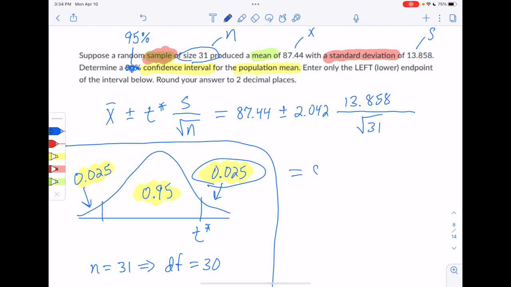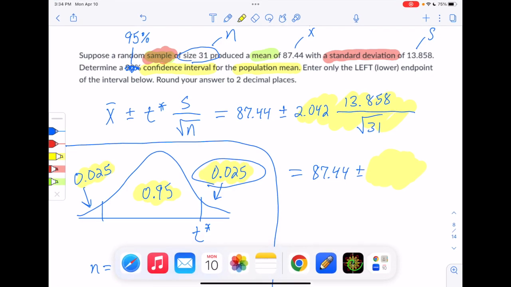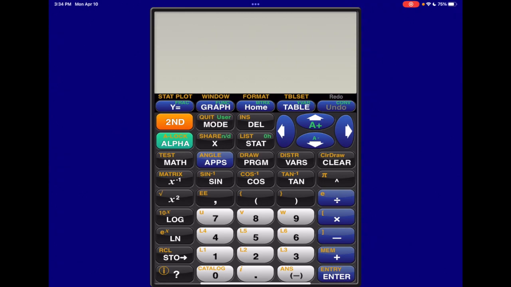So we'll copy down our x bar again, 87.44, and then we're going to go to the calculator and we're going to work on this margin of error part right here and write that in right there. So let's go switch over to the calculator and calculate that margin of error. So we want to start off with our t-score, 2.042. Multiply that by s, 13.858, and divide that by the square root of the sample size, which is 31.